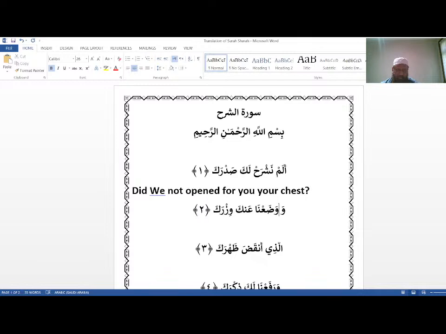And wada'ana, we removed, anka, from you. An is one of the harful jar. An means from, about. And we have removed from you wizraka, your burden. Okay, so try to translate word by word. Most of the time we'll make a sentence.